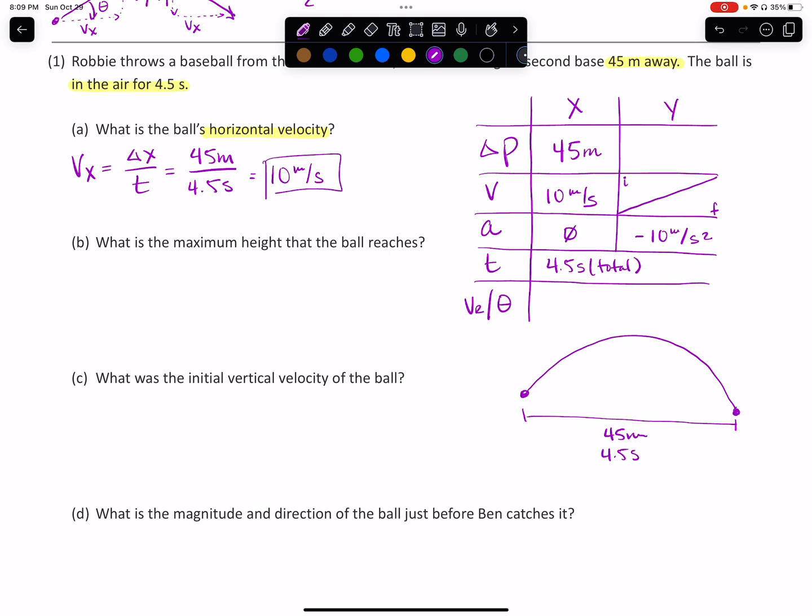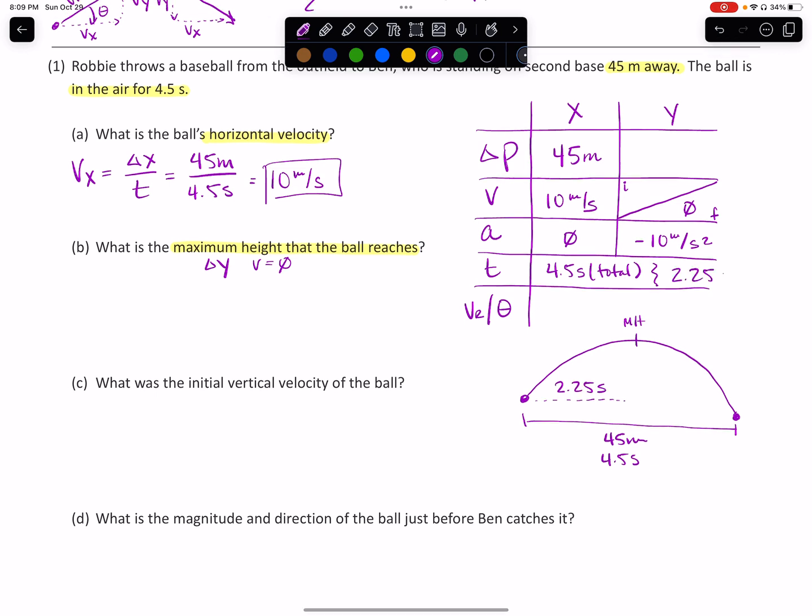Next, what is the maximum height that the ball reaches? We're looking for the change in vertical position. At max height, the final velocity there is 0. Now the time, this is where you have to be careful. The ball is in the air for a total of 4.5 seconds, so if this is our maximum height, then the ball has been in the air for 2.25 seconds. We need to make sure we use the 2.25 seconds. That's our maximum height time.